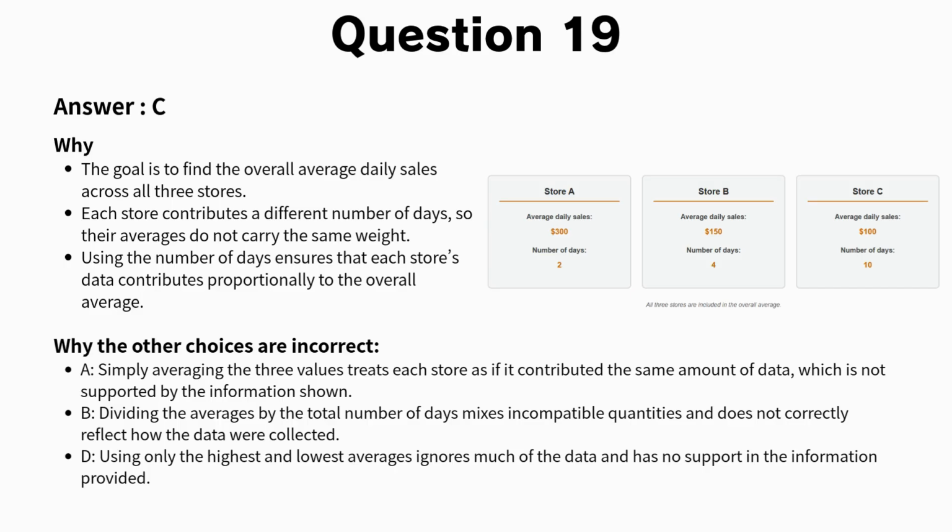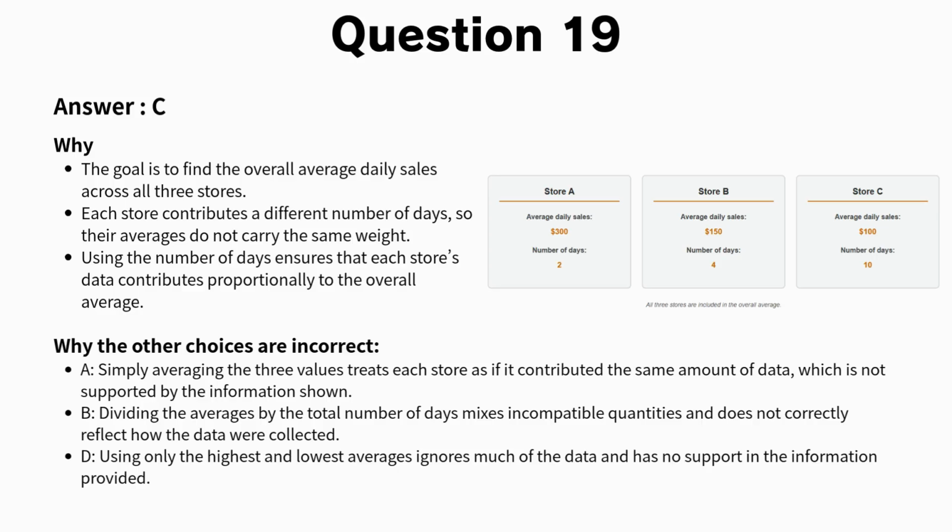Now let's examine why the other choices are incorrect. Choice A simply averages the 3 values, treating each store as if it contributed the same amount of data, which is not supported by the information shown. This would give equal weight to all stores regardless of how much data each contributed. Choice B divides the averages by the total number of days, which mixes incompatible quantities and does not correctly reflect how the data were collected.